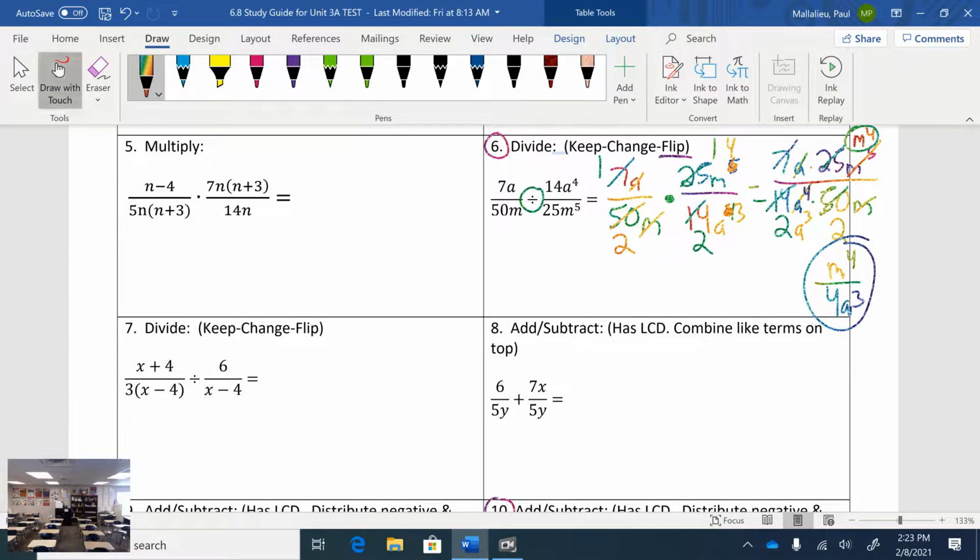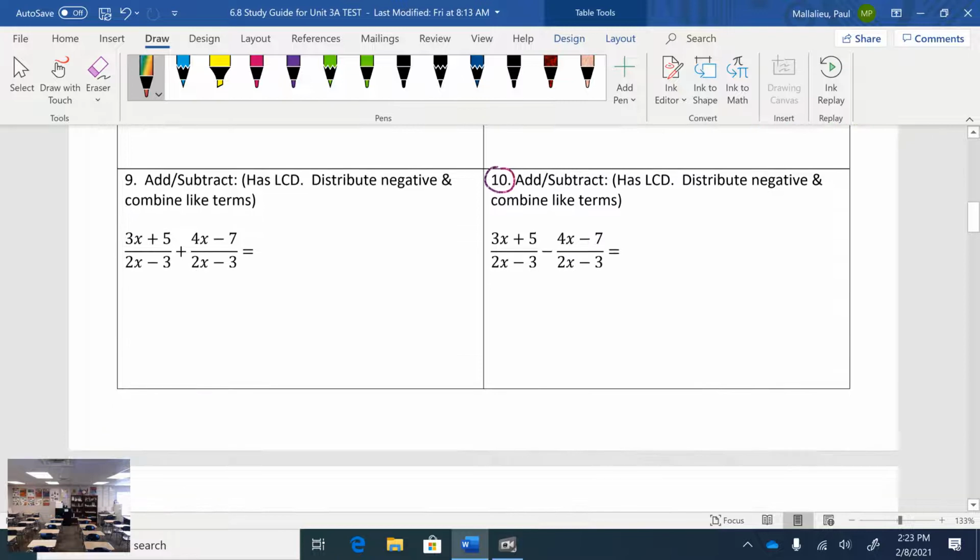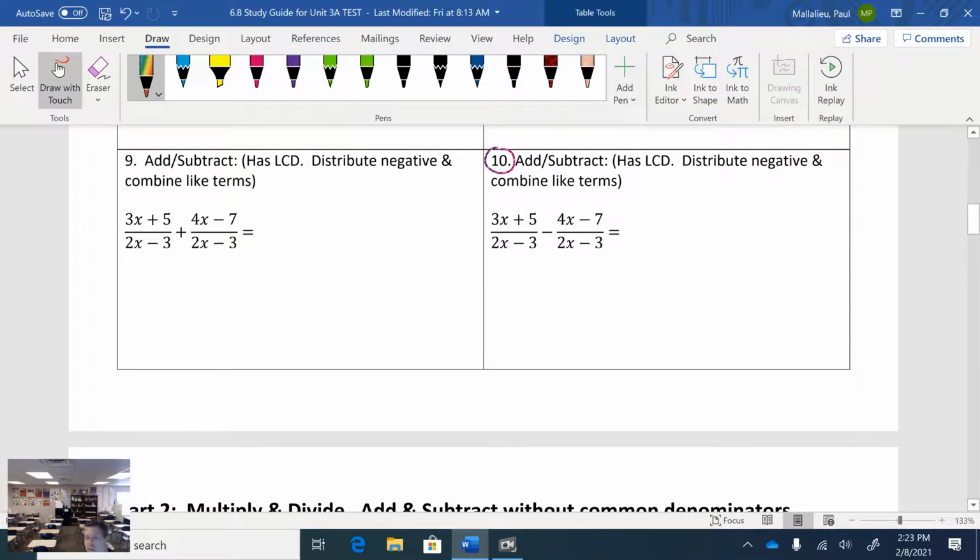All right, one more on this page is an add, subtract when you have your least common denominator. So when you get the ones that you have the least common denominator, just write it out, meaning take that least common denominator that you already have, in this case 2x minus 3. Because both fractions have 2x minus 3, you know that's going to be your least common denominator, so you can go ahead and put that in the bottom portion of the fraction.